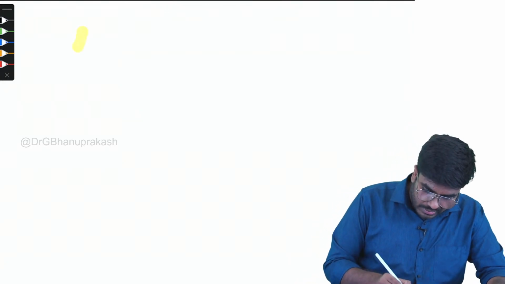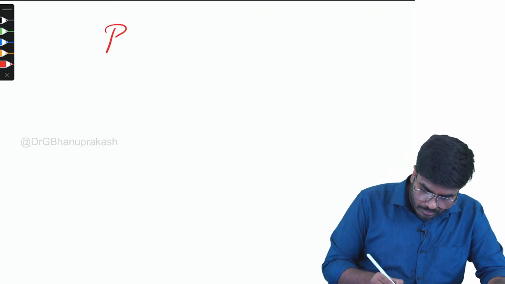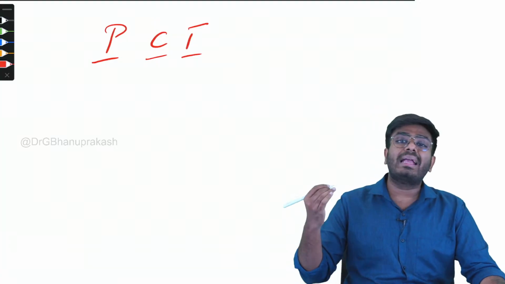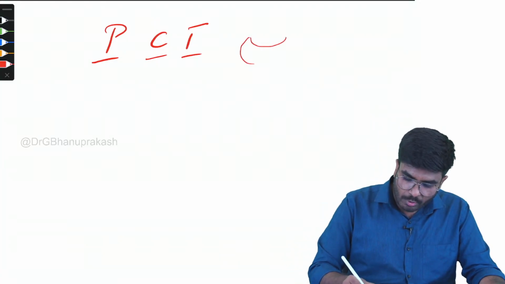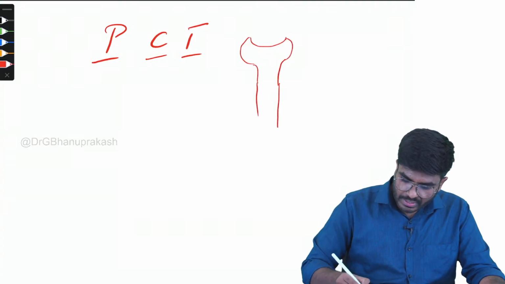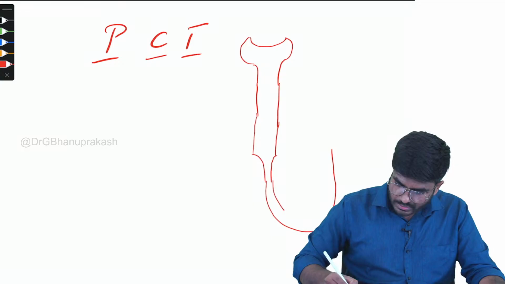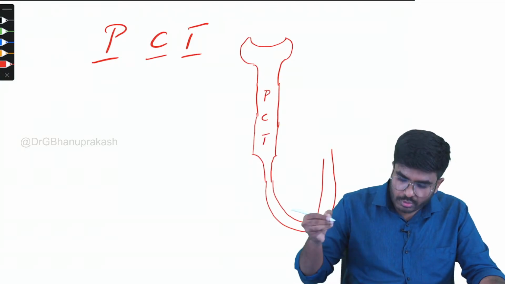Okay, now after this, let's talk about the proximal convoluted tubule, PCT, the first part of the nephron. Everyone knows here is the Bowman's capsule. After the Bowman's capsule, we have a segment of the nephron which is called the PCT. Let me show you here. This region is the proximal convoluted tubule.